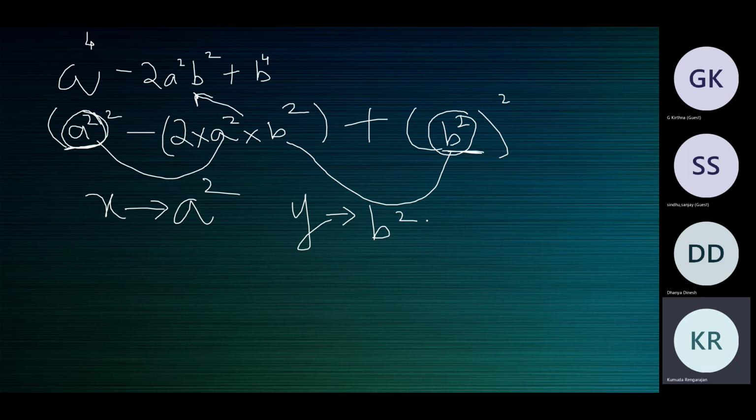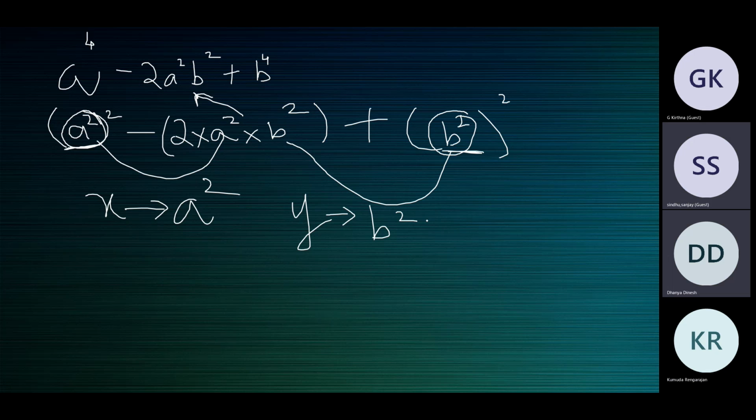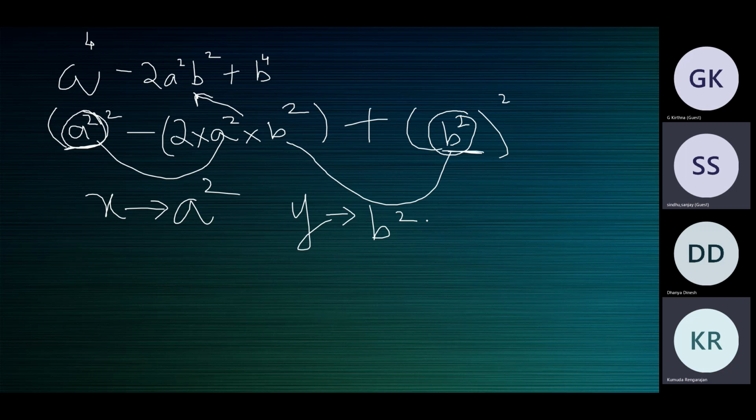No, I want it from the identity. x squared minus 2xy plus y squared is what? x minus y. It's x minus y the whole square. x squared minus 2xy plus y squared is x minus y the whole square. So the answer is x minus y, because the given question is of the form x squared minus 2xy plus y squared.